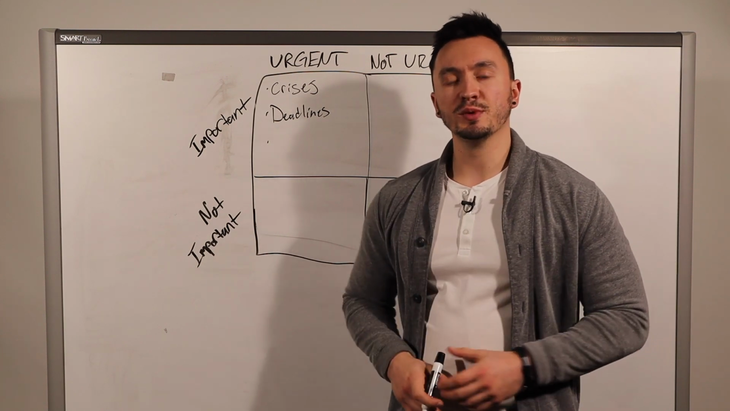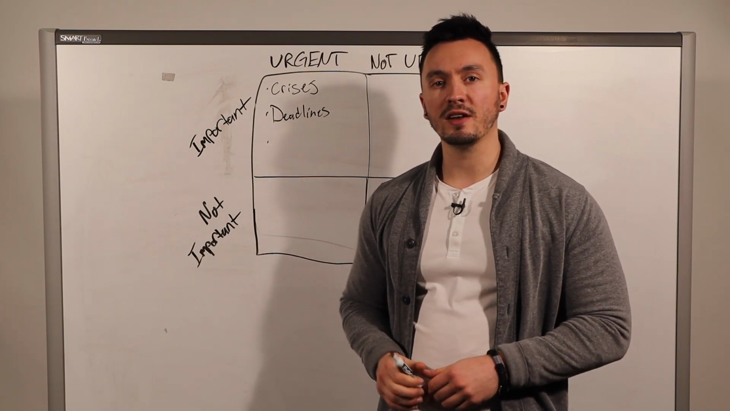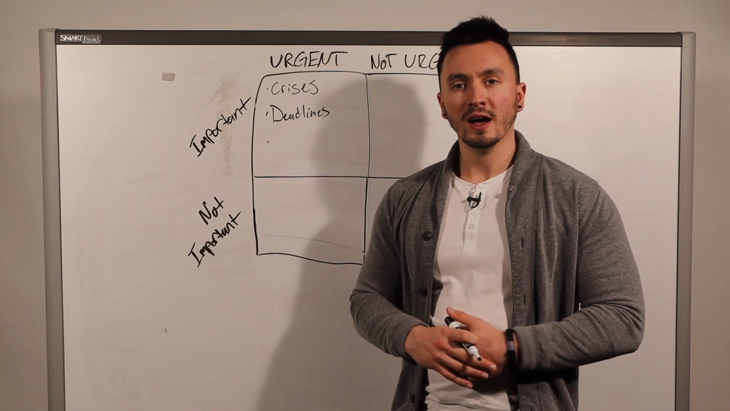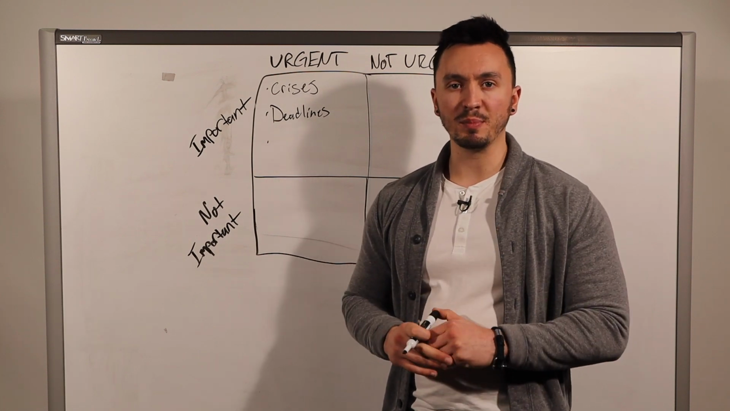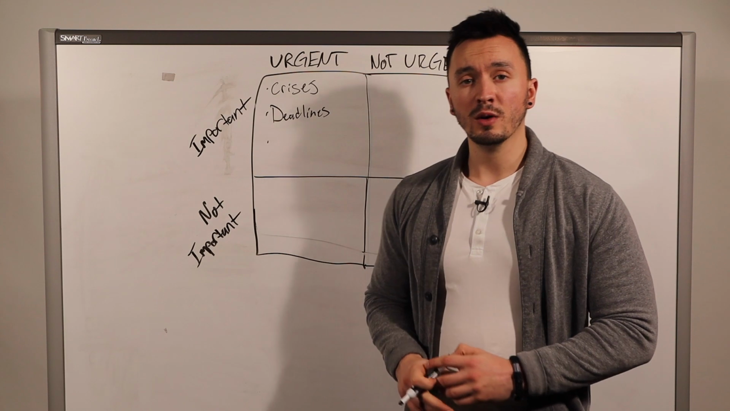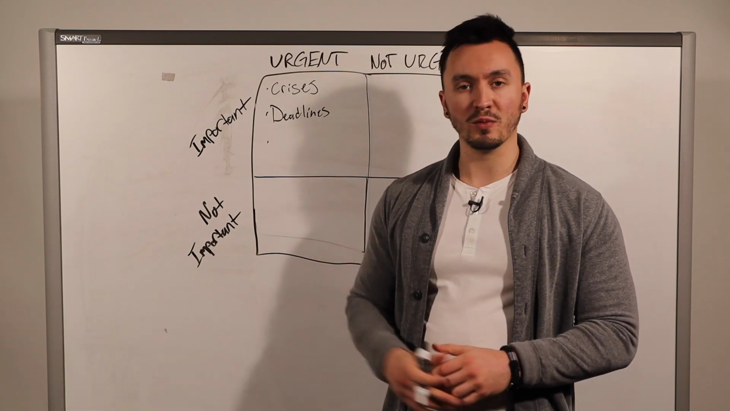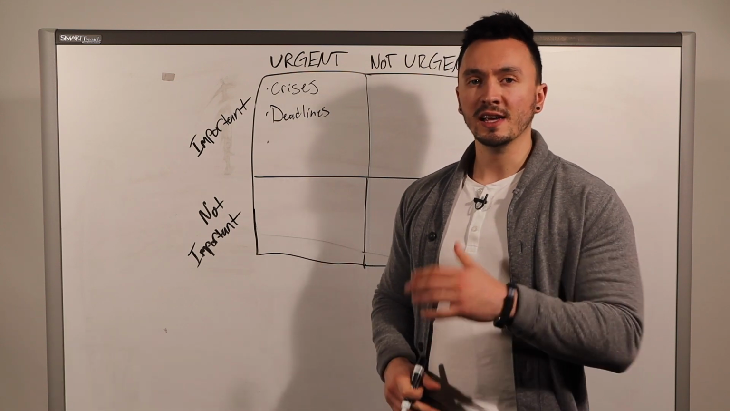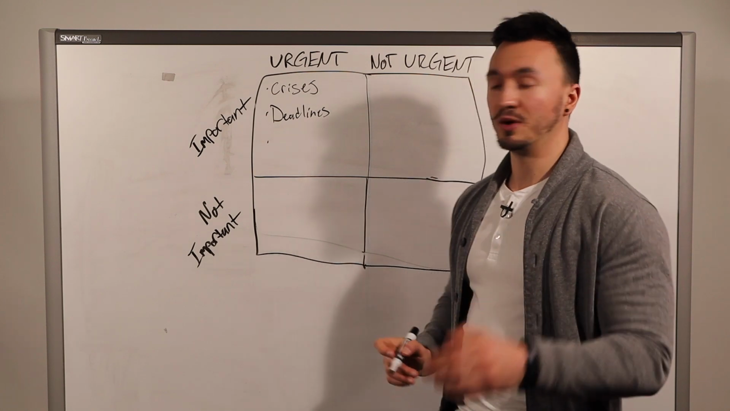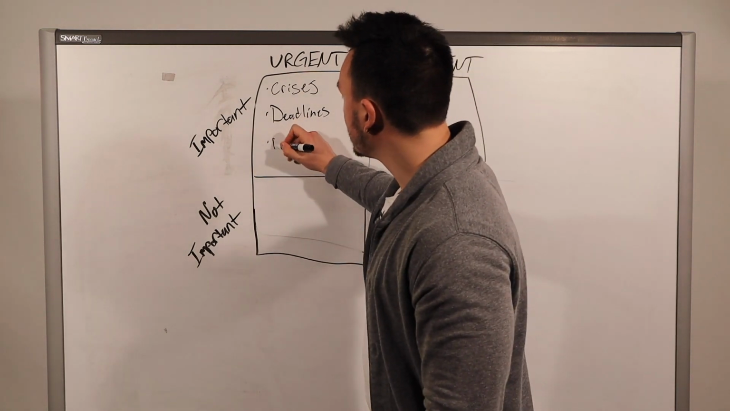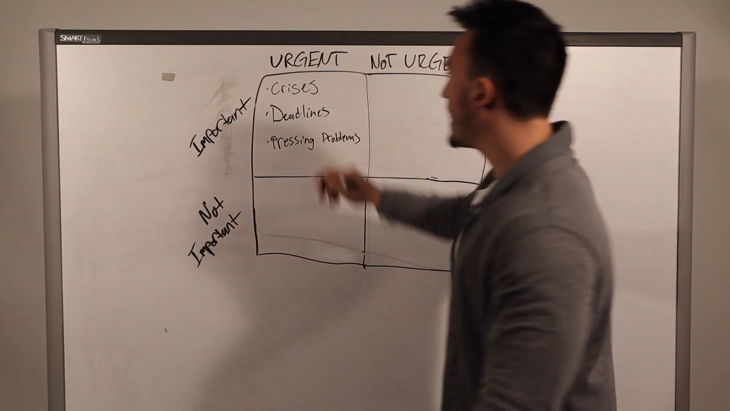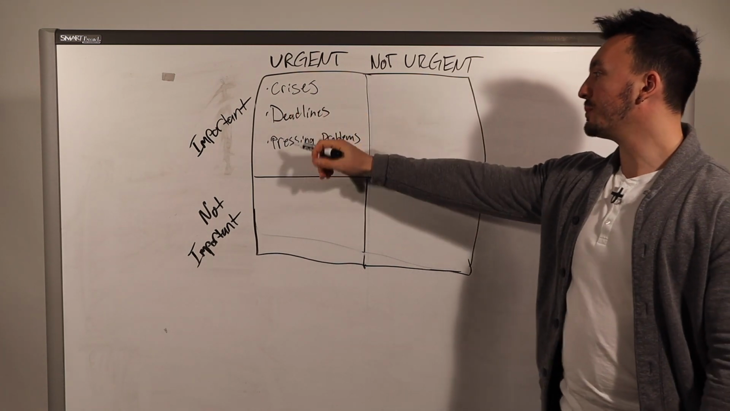So we can use this example. Say you're driving to work, and on your way to work, while you're in your car, something happens to your car that prevents you from going anywhere at all. Well, that's a problem that you should probably fix right away so that you can get back in your car and carry on with your regular life. So we're going to put pressing problems as the third one. So we've got crises, deadlines, and pressing problems.